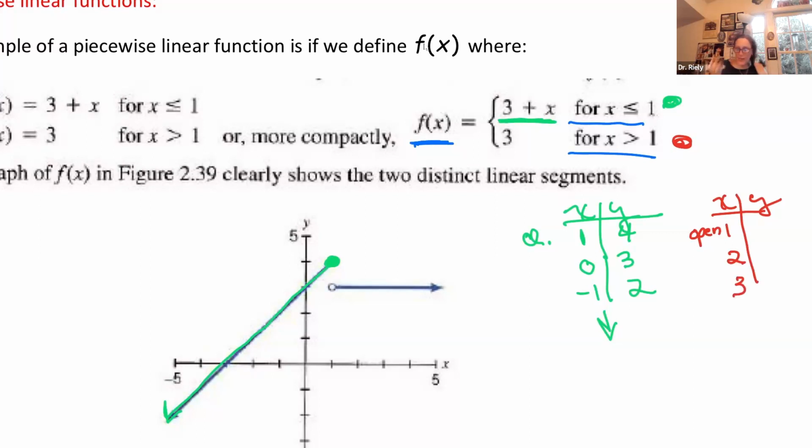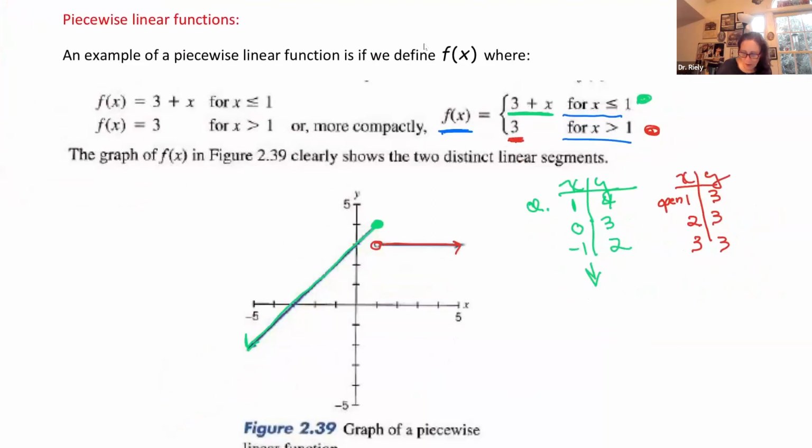So I have those three I just picked. What I'm seeing is that this piece is X independent. So it doesn't matter what my X is, my Y is always going to be that. And this is that piece. And here is my open circle. Okay, so from here now, they frequently want you to tell me the domain and the range.